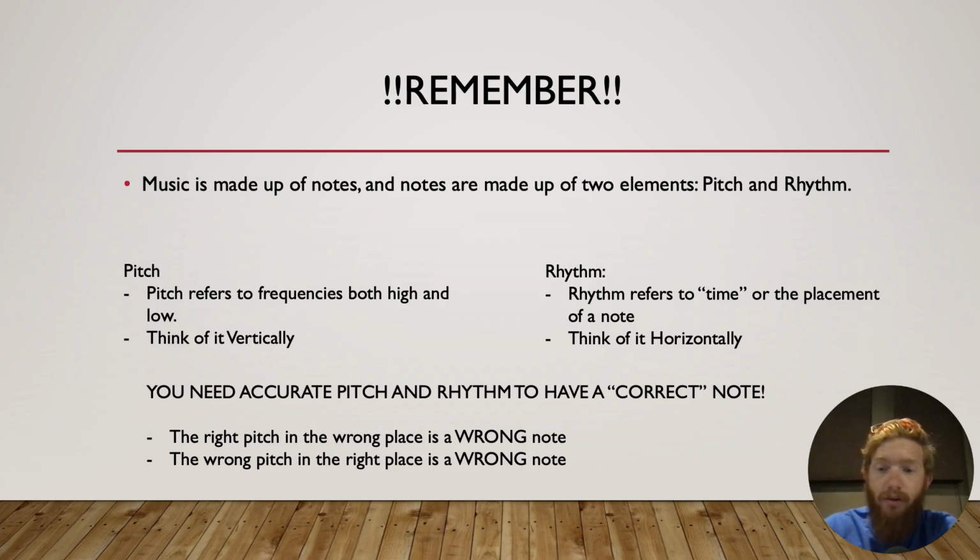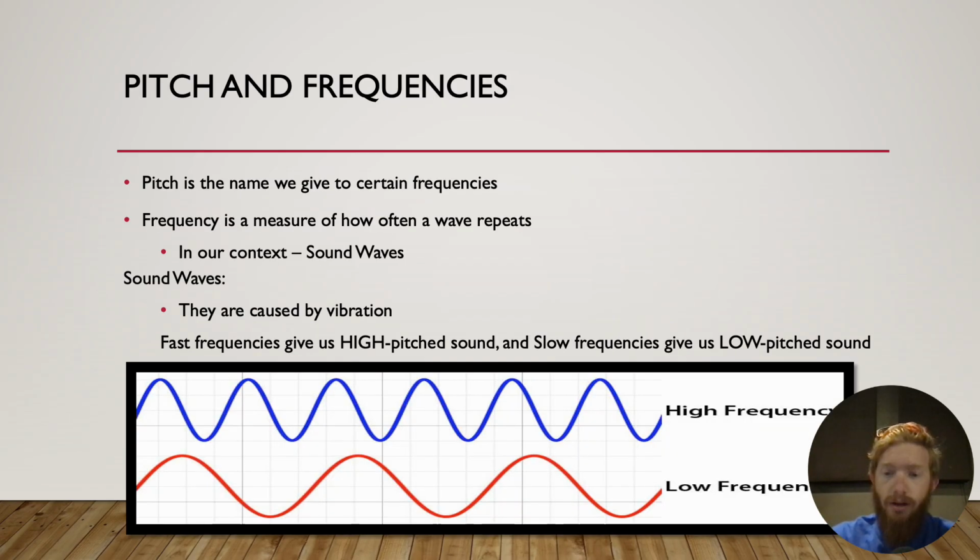In the last 3 videos, we were talking about time signatures, which solely has to do with rhythm, but as we know now, in order to have a correct note, you need to have accurate rhythm and pitch. The right pitch in the wrong place is the wrong note, and the wrong pitch in the right place is also a wrong note. You have to have the right pitch in the right place. So this lesson is going to focus more on pitch. So therein lies the question, what is pitch?